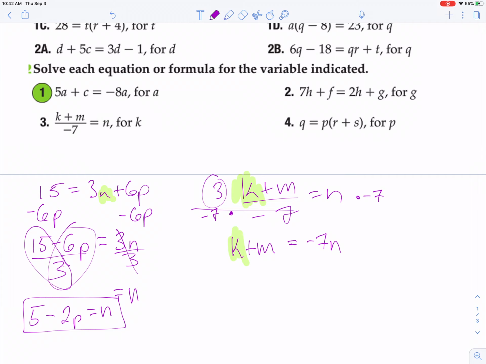Next, I need to get rid of the m. Since m is being added, I'm going to subtract it, add the opposite. And n and m are not like terms, so I believe that's my answer. These are weird, but it's all the exact same rules. Just ask yourself, how is it connected? And then do the opposite of that to make it go away.